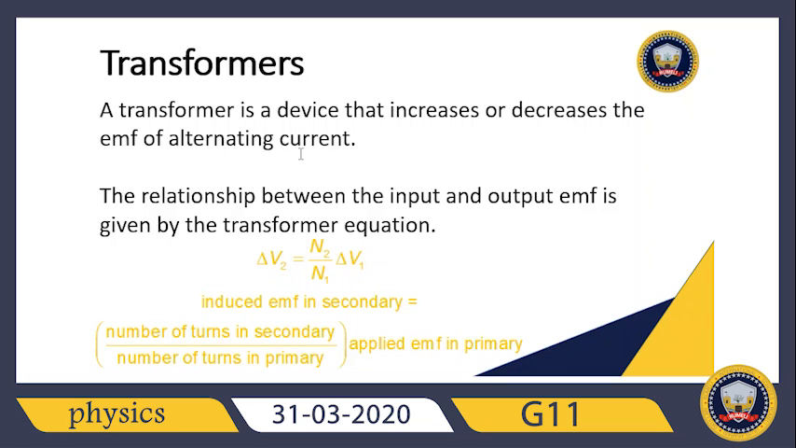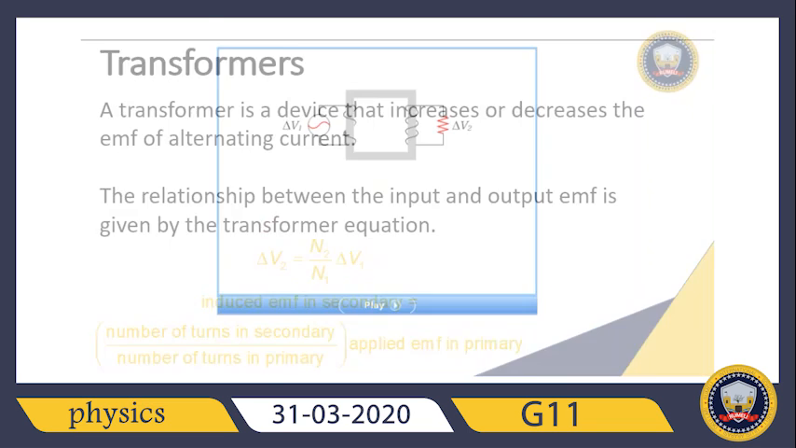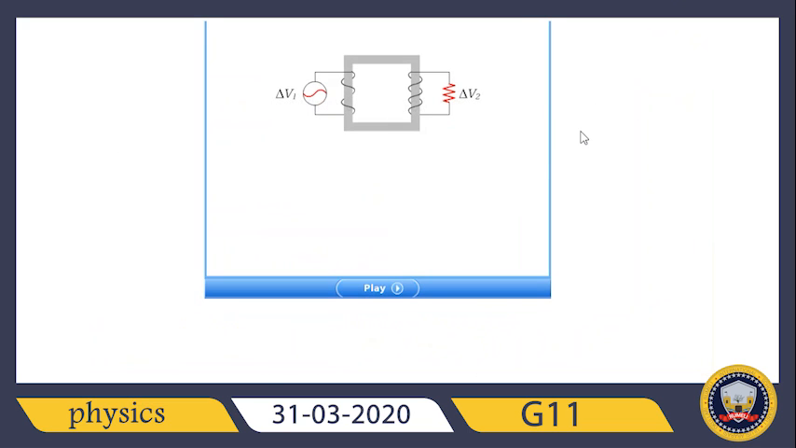The relationship between the input and output electromotive force is given by the transformer equation: delta V2 equals N2 divided by N1 times delta V1. So, for example, guys, here we have a transformer. For the transformer, we have two sides, the first side and the second side. All the time here is the input.